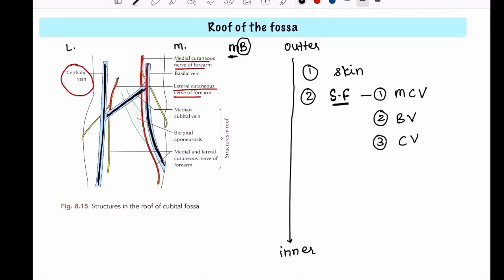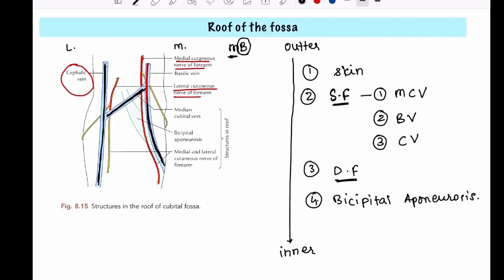Now, the third structure is the deep fascia. The deep fascia lies inner to the superficial fascia. And the last structure, fourth, is the bicipital aponeurosis. So, these are the structures of the roof.